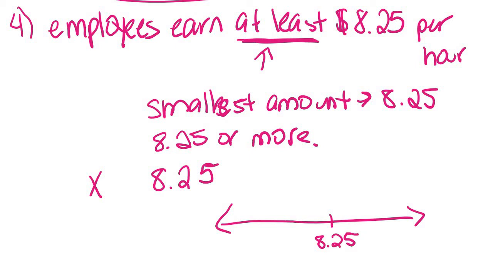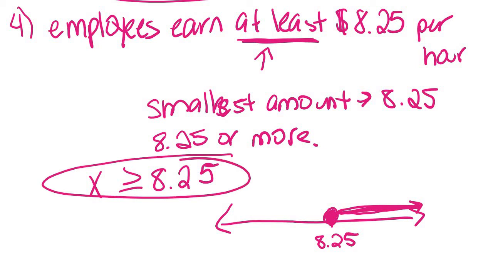8.25 here. That is the least amount. That is the smallest amount they could possibly make. So it includes the 8.25, right? Because that is the threshold bottom. So we're going to go ahead and color that in. Now, they make 8.25 or more. So they're going to make this way. So that means all our possible x's are greater than or equal to 8.25. And that is our graph for it. And that's it for that.